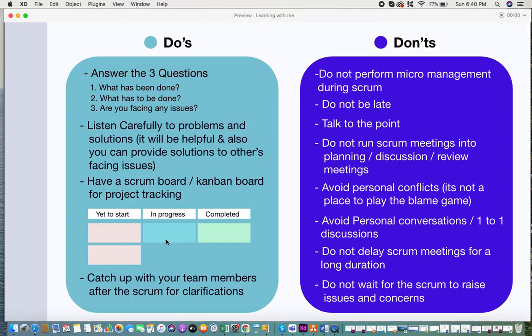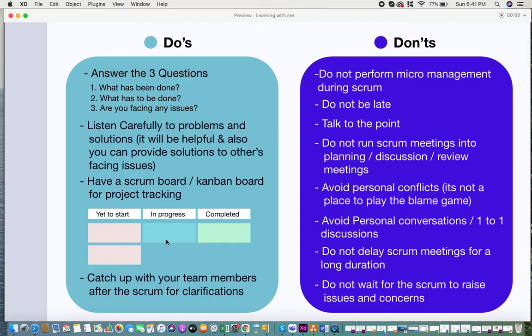Moving on to the don'ts. So the very first don't is, do not perform micromanagement during Scrum. This goes for the team leaders, the team representatives. It can be the Scrum Master, or it can even be certain stakeholders who might be involved in the Scrum.